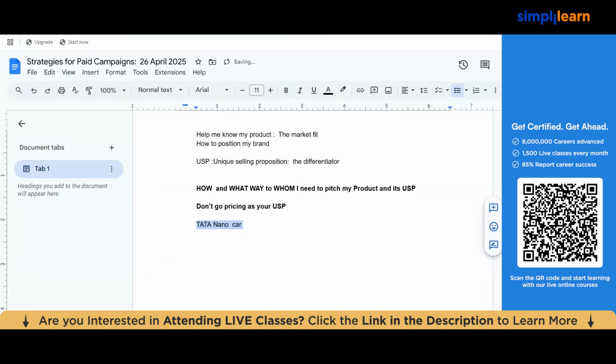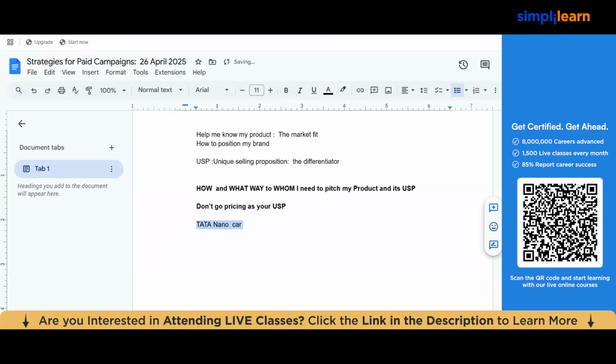So that's why pricing can never be the USP. Yes, we can use pricing, and we're going to talk about that. We can use pricing in different ways for our promotion, for creating campaigns, and different ways of pricing, but not using that as a USP and continuing to promote that in advertisements. That will be a disaster.